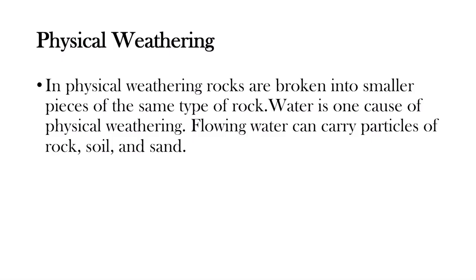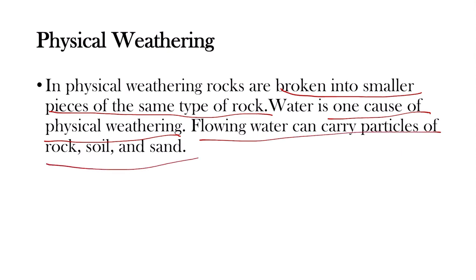Now let's start with physical weathering. In physical weathering, rocks are broken into smaller pieces of the same type of rock. But in chemical weathering, they are broken into a different type. In physical weathering, they're broken into the same type of rock. Water is one cause of physical weathering. Flowing water can carry particles of rock, soil, and sand.